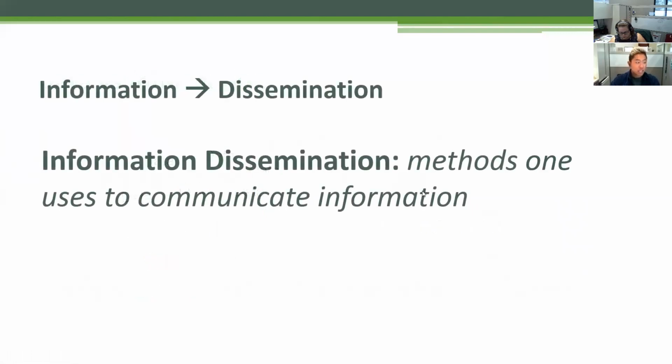And so the next thing is, what do you do with this information? You can just sit on it, it can just stay on your computer, or you can share it with the world. And so information dissemination is the methods one uses to communicate that information.